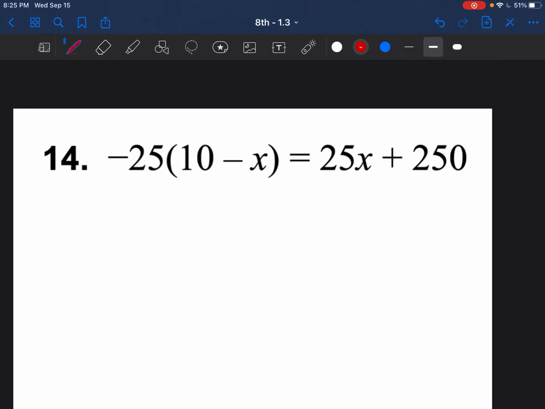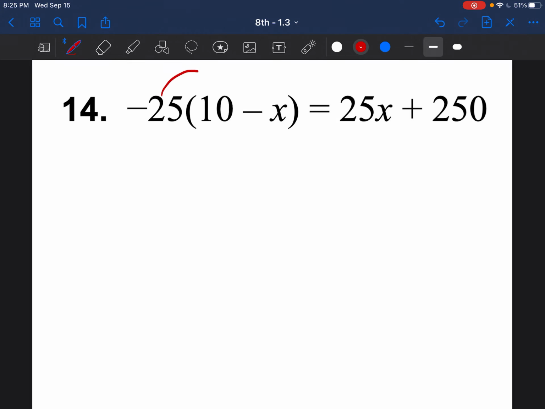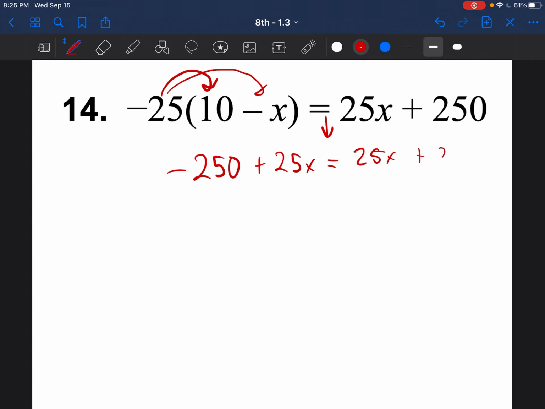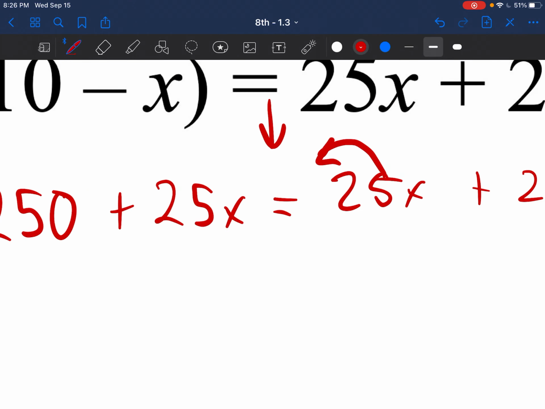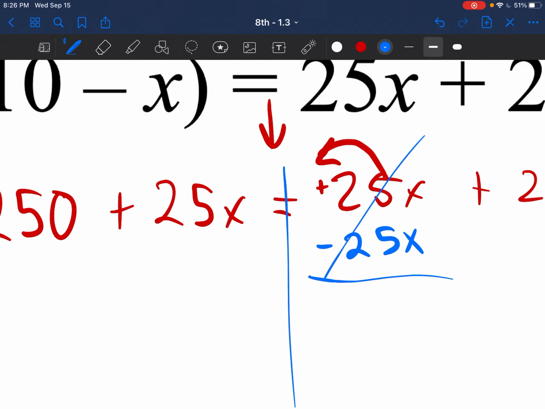Number 14. Let's show all of our work. Negative 25 times 10 is negative 250. Negative 25 times negative x is plus 25x. Bring that down, equals 25x plus 250. All right, let's move this on that side. So what is the opposite of adding 25x? That's going to be subtracting 25x, right?